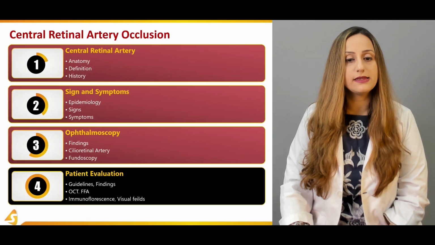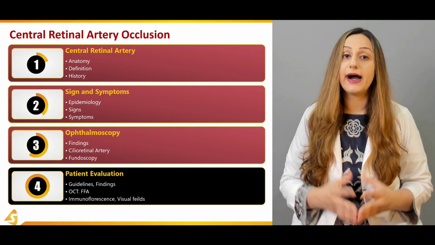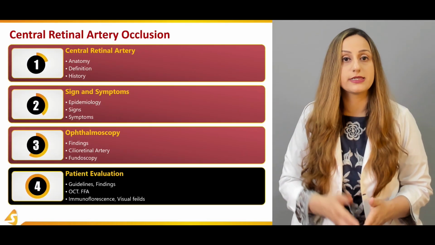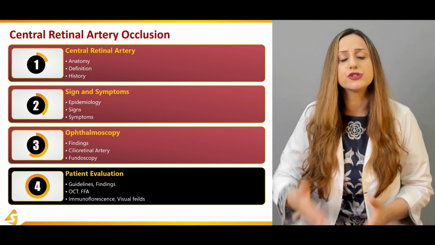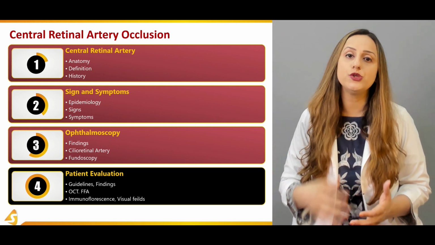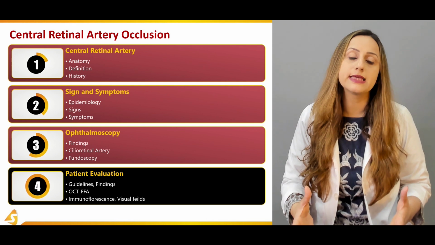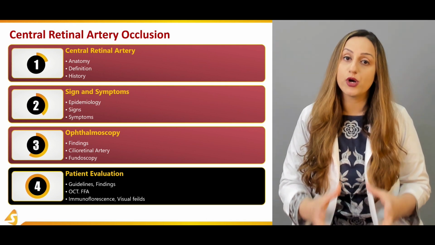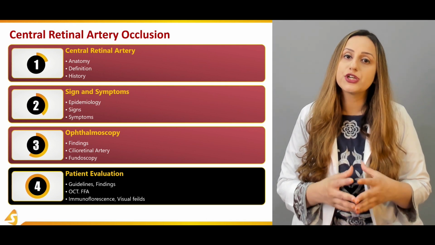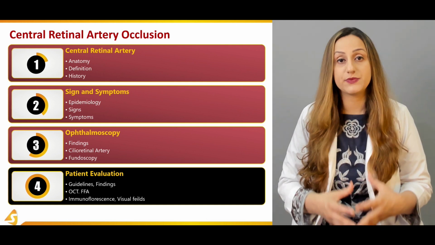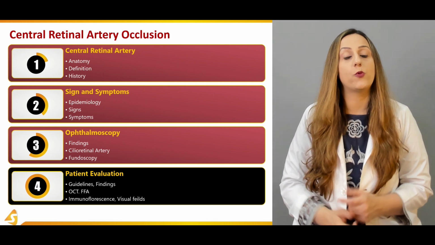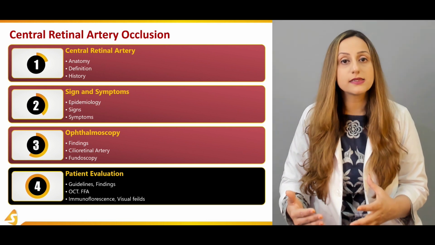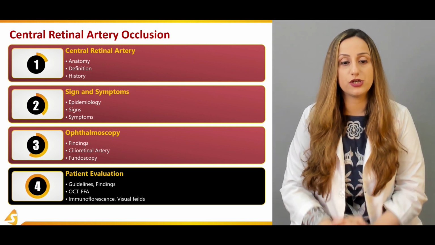Ophthalmoscopy is going to highlight the fact that the person is suffering from central retinal artery occlusion. But on ophthalmoscopy, you cannot visualize the artery or the blockage itself. So there are some particular tests that can be performed just to visualize to what extent this blockage is present in that patient.